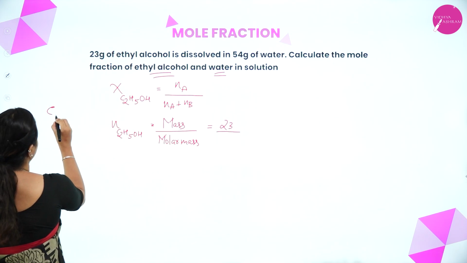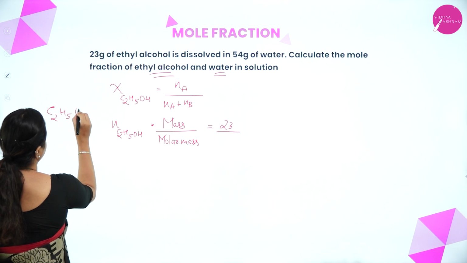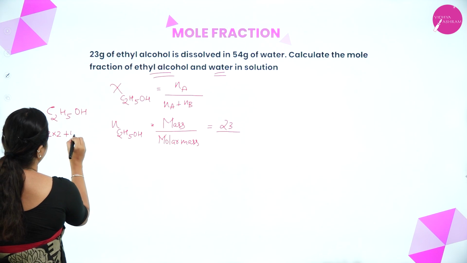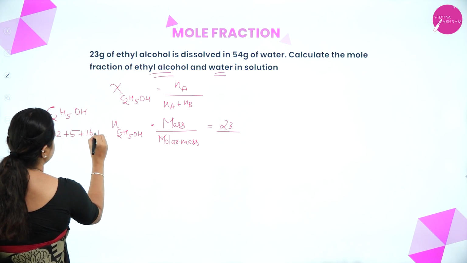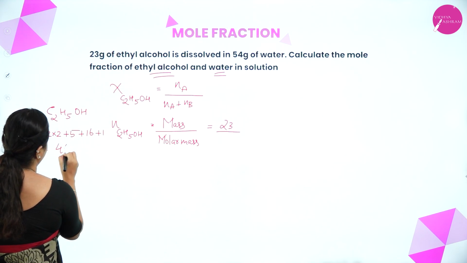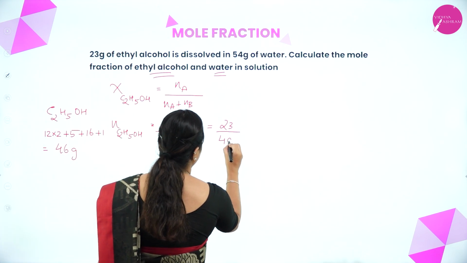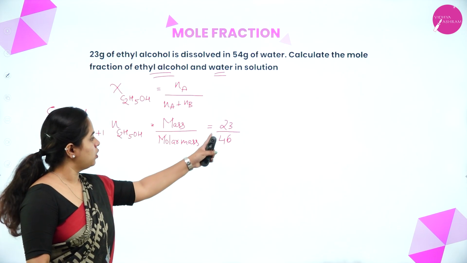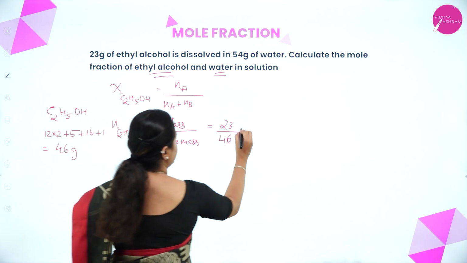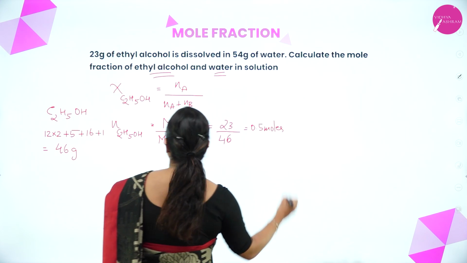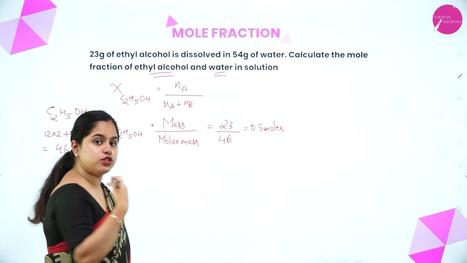Let's see, C2H5OH, right? So it is 12 into 2 plus 5 plus 16 plus 1, which will give you 46 gram. That will be my molar mass, right? So 23 divided by 46 will give me 0.5 moles. Clear?